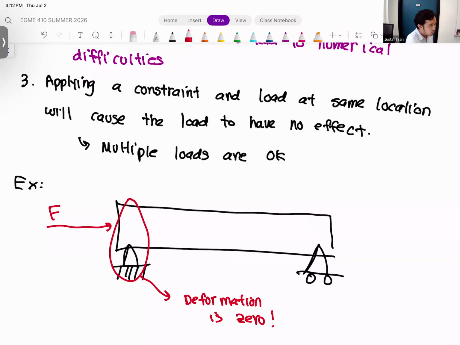Even if you apply a force there, it's not going to cause any deformation because we're directly saying the deformation has to be 0 there. So in a competition between the constraint and a load, the constraint is always going to win.